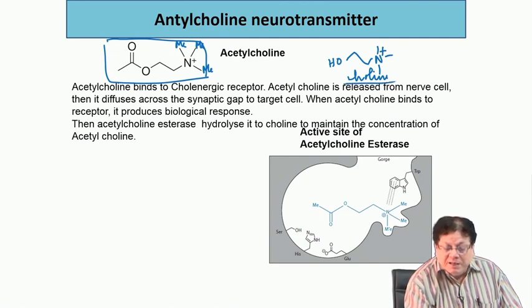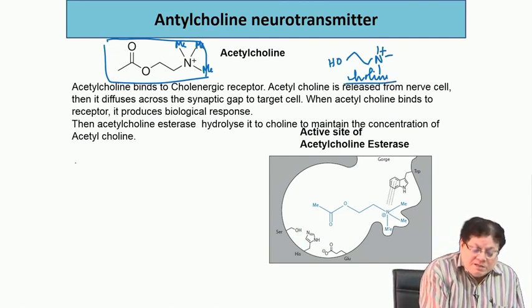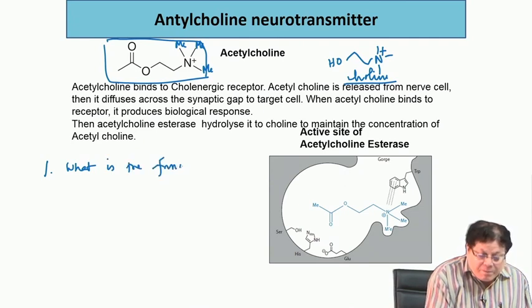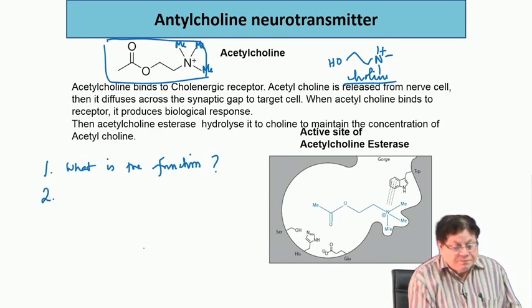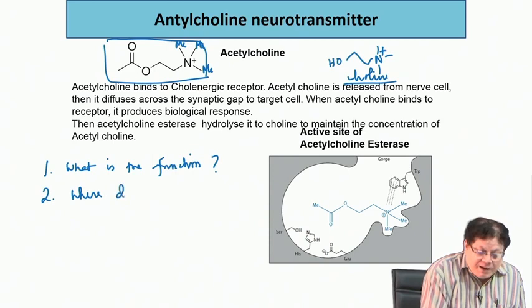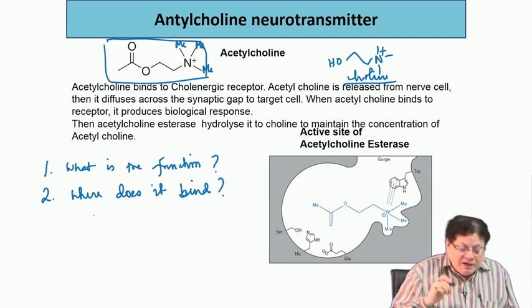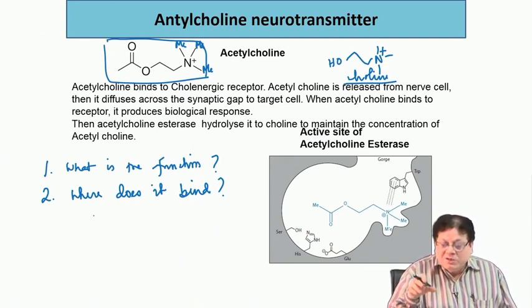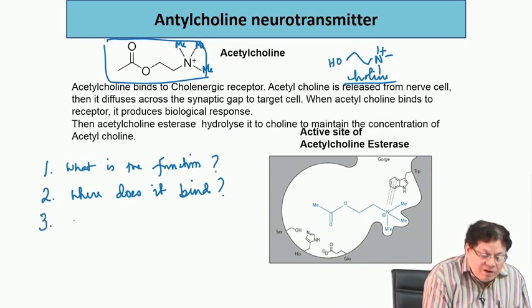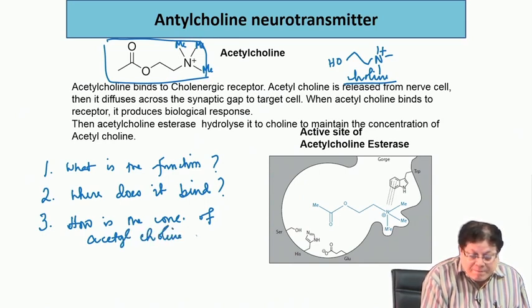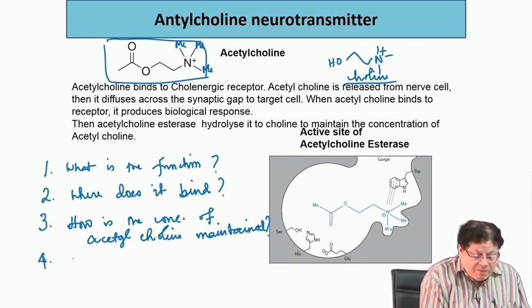Now, what is the function of this acetylcholine? That is number one. Number two is, where does it bind? It definitely has a receptor and a binding pocket, but exactly what are the characteristics of that binding pocket? Number three is, how is the concentration of acetylcholine maintained? So, these are the few questions, and then what are the medical consequences?